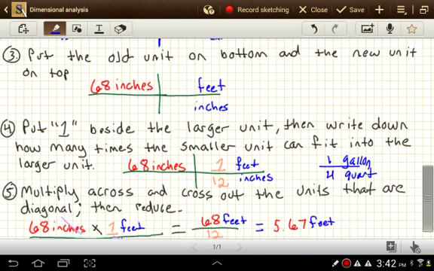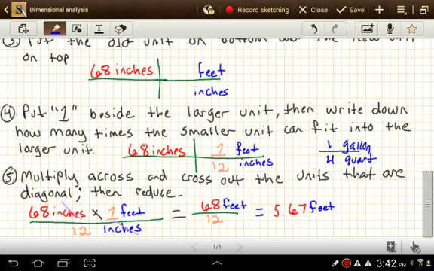Next thing we do, after we've got our conversion ratio set up, here we are. This is a conversion ratio. This is 68 inches times 1 feet divided by 12 inches. What I'm really saying is all the way across, 68 times 1, all that divided by 12. So I look down over here, I multiply across and then cross out my units that are diagonal. Then I reduce. So I've crossed out my inches, and the only unit that is left is feet.